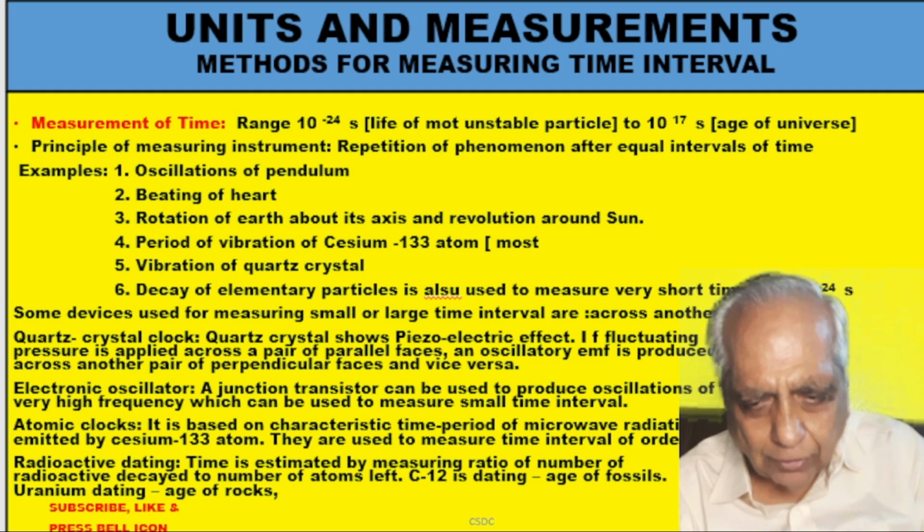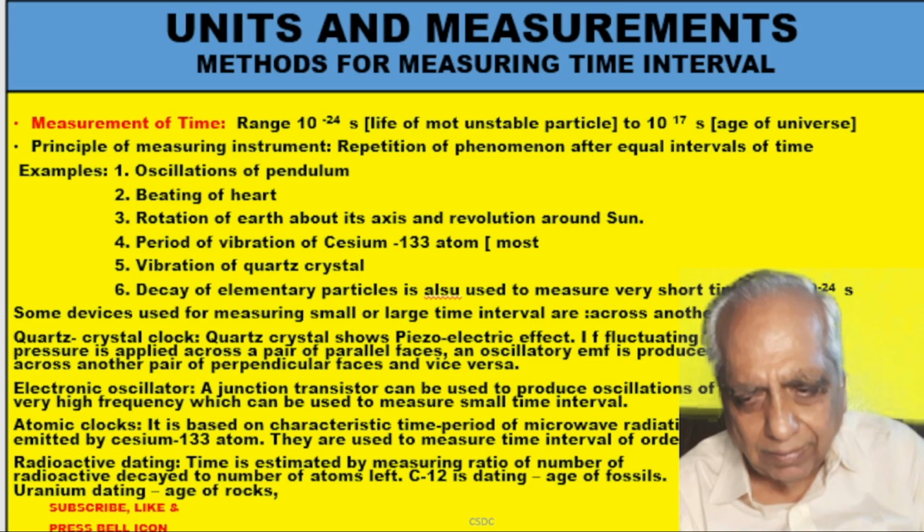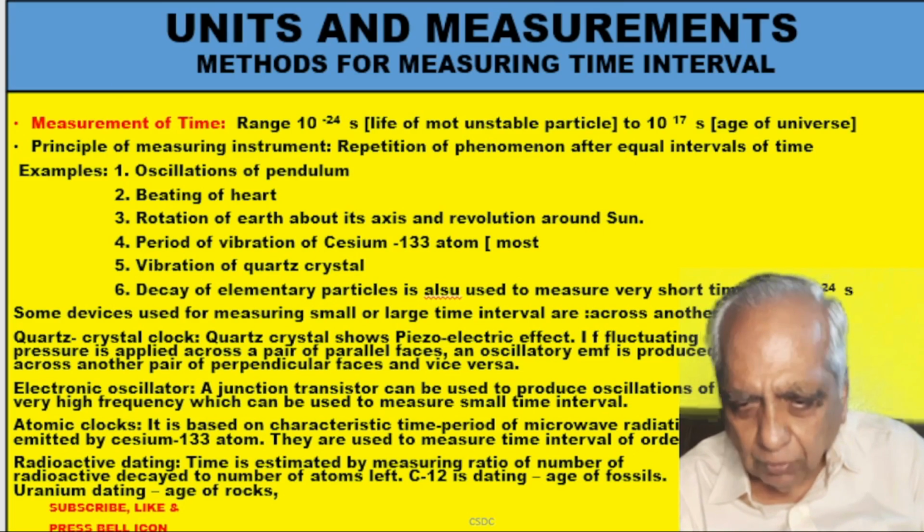Then we have made electronic oscillators. An electronic oscillator means, like we will be learning in 12th standard, a junction transistor. It produces very high frequency. Where the frequency is more, the period is very small. So by knowing this frequency input, we come to know the time period, the time that has elapsed.